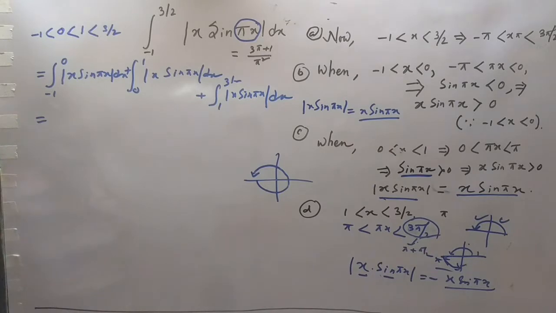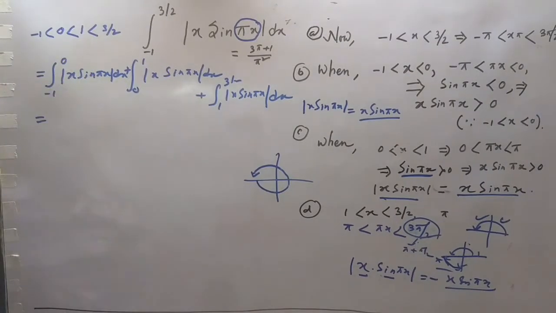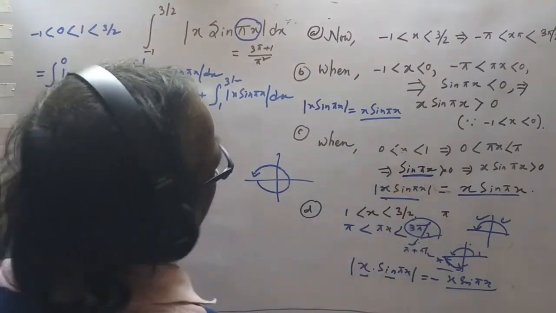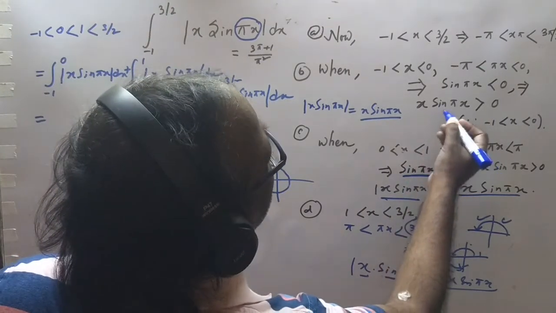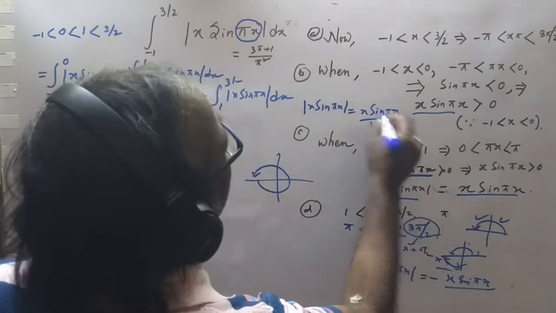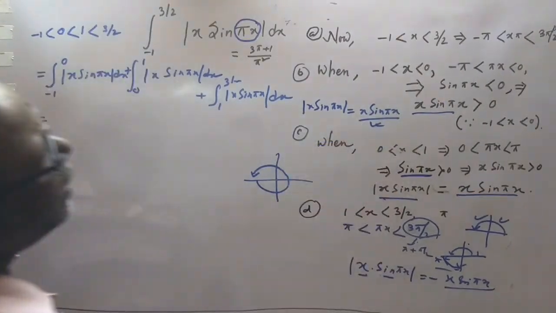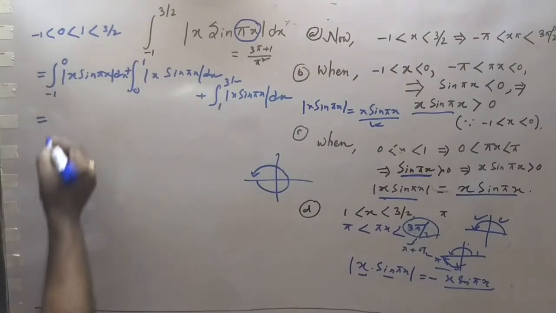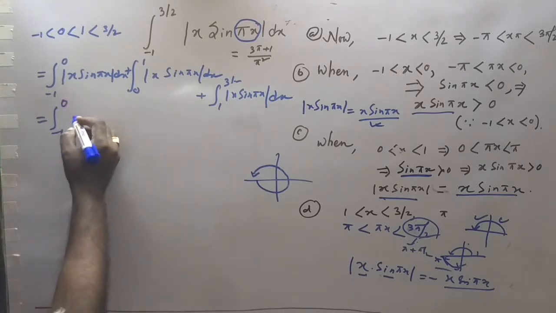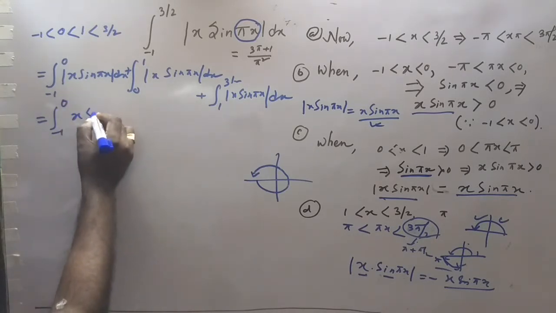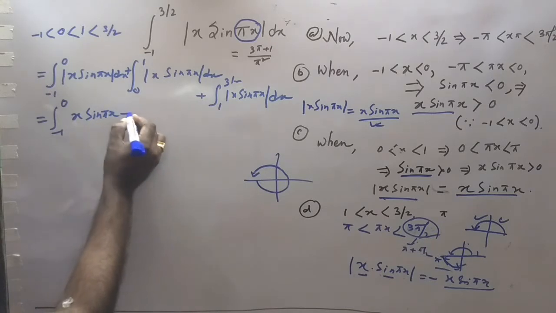And this is equal to, from -1 to 0, this is positive, and from -1 to 0 we get x sin pi x. Right here, -1 to 0, that is x sin pi x.